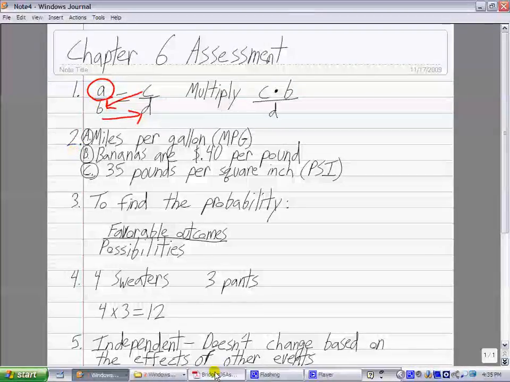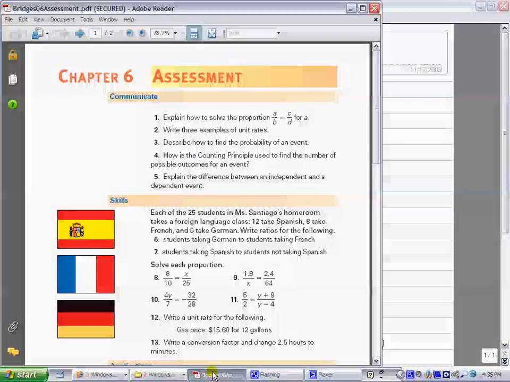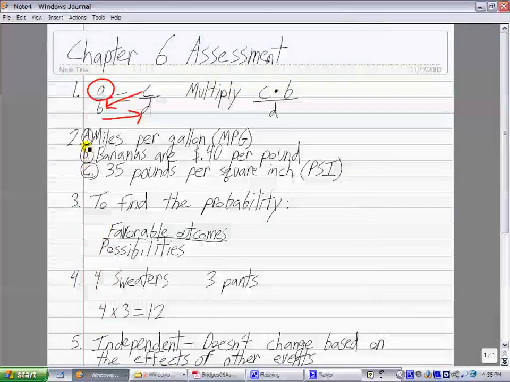It says write 3 examples of unit rates. So one example of a unit rate would be miles per gallon. Another example of a unit rate would be bananas are 40 cents per pound. And one more example would be 35 pounds per square inch. So notice that all of those have the word per in them. Per is usually one of the best indicators that we have of a unit rate being present.